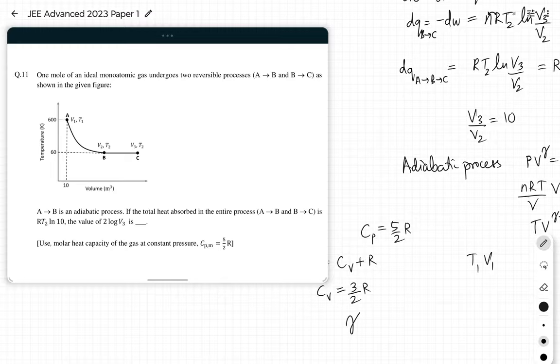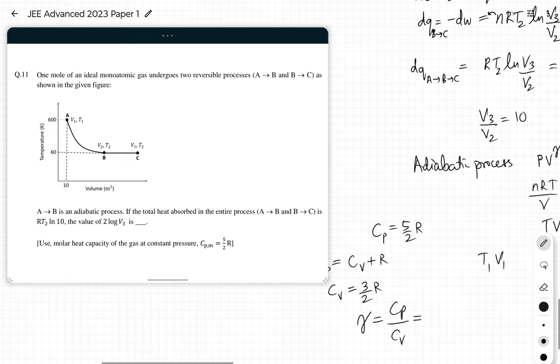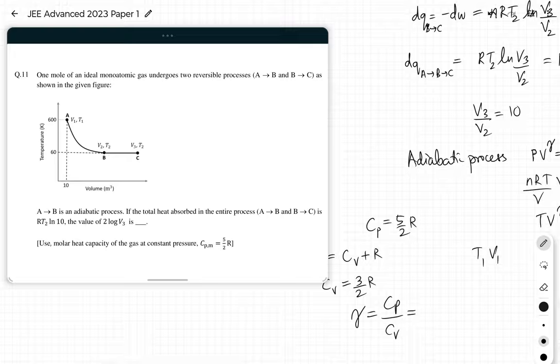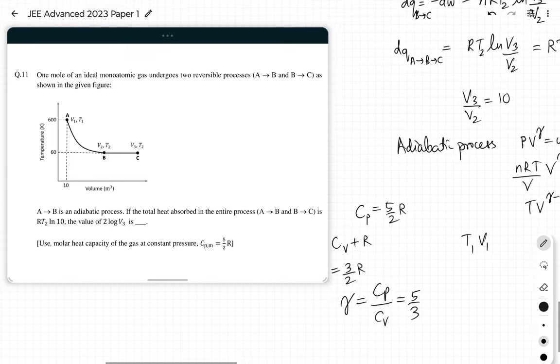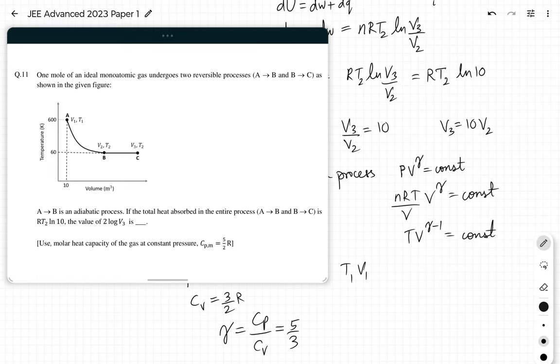Gamma is the ratio of the molar heat capacity of the gas at constant pressure divided by that at constant volume. So Cp by Cv is 5 by 2 R by 3 by 2 R, 5 by 3. Gamma is 5 by 3. So gamma minus 1 is 2 by 3, and this remains constant. At the end, when the gas reaches state B, we have the values V2 and T2. So V2, T2, 2 by 3.